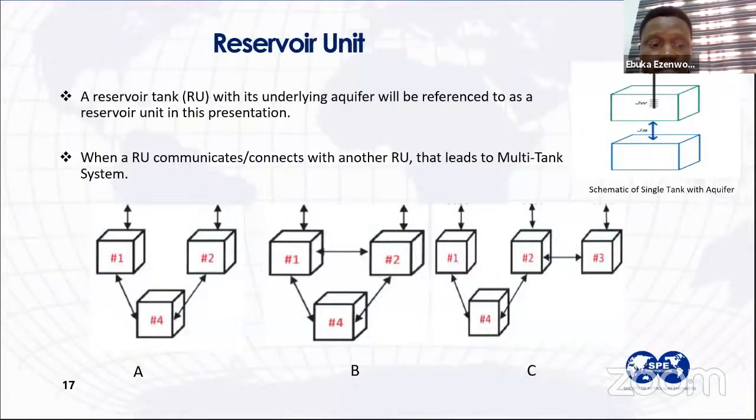I have system A, whereby two reservoirs, 1 and 2, are not communicating, but they are being supported by a common aquifer. So in this case, the way the aquifer will be charging the two reservoirs, the reservoirs are going to behave with respect to what the aquifer is doing. Then in case B, I have two communicating reservoirs that are being supported by the same aquifer. While in case C, you have 3 reservoirs whereby 2 are communicating with each other, but then the other 2 are being supported by a common aquifer.